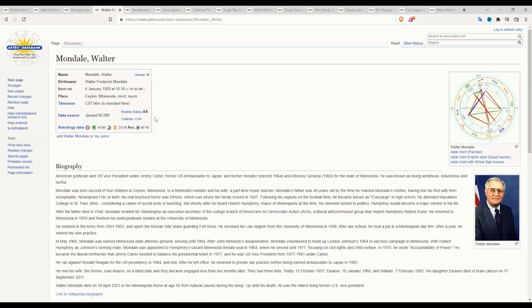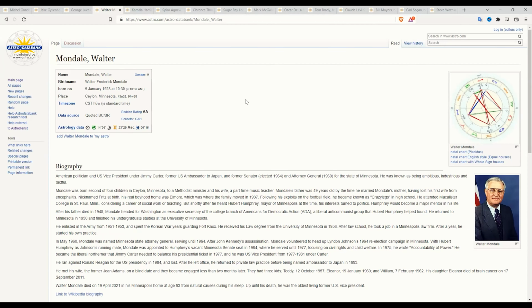So let's just jump right into chart examples. I'm looking at only AA rated charts, and let's start with the first basket, which are vice presidents. It's strange. You type in AA rated charts, conjunctions to the midheaven or the ascendant of either the north or south node, and you get 3 vice presidents. So this is kind of odd.